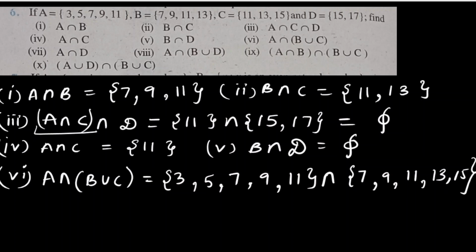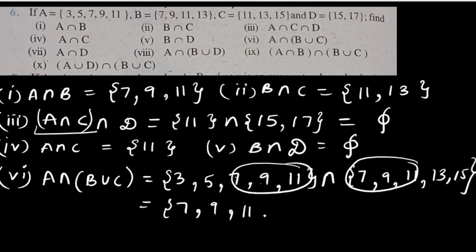15 I should write. Now their intersection we have to do. So intersection means common. 3 is not there, 5 is not there, 7 is there in both, I can write. 9 is also there in both the sets, I can write. Then 11 is also there in both. See, 7, 9 and 11. So that means its intersection's answer is this one. So the sixth part we have done. Now let's do the seventh part.